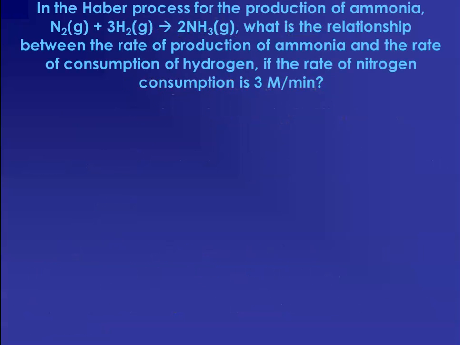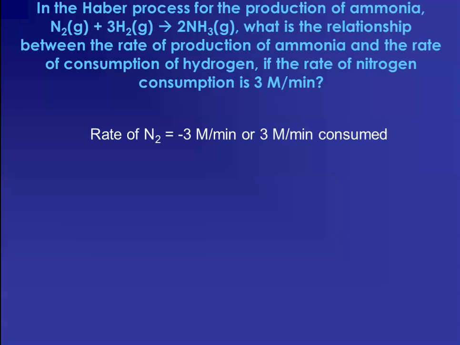So here you have the Haber process for ammonia being made from nitrogen and hydrogen. I want to know what the relationship is between the production of ammonia and the consumption of hydrogen if nitrogen's consumption rate is 3 moles per liter per minute. So if I know what nitrogen's consumption is, and because nitrogen is a reactant, I could either write that with vocabulary to describe that it's being consumed, or I could rate it quantitatively with the negative sign in front.